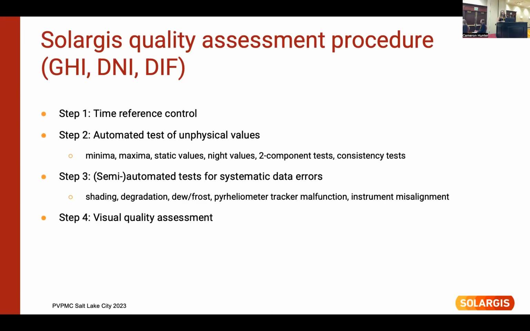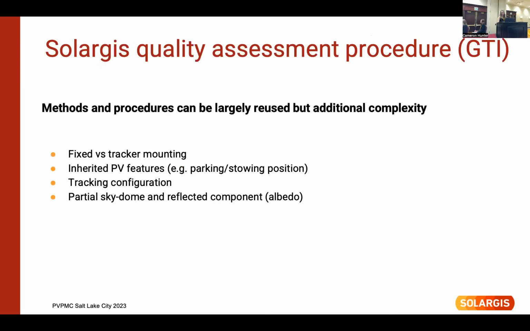And then as a last step, you always do a visual quality assessment, because there can be issues which are mixed together, or don't appear that often, or are very specific to that site. So yeah, you cannot really automate them, or we are not that far. Okay, so this was GHI, DNI and diffuse, and what can we do for GTI? We see that methods and procedures can be largely reused.